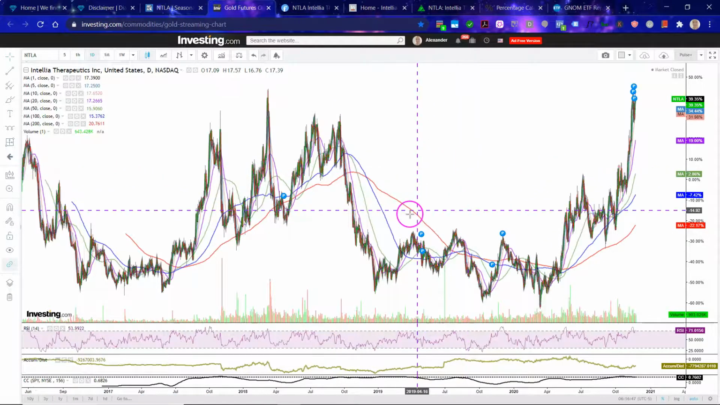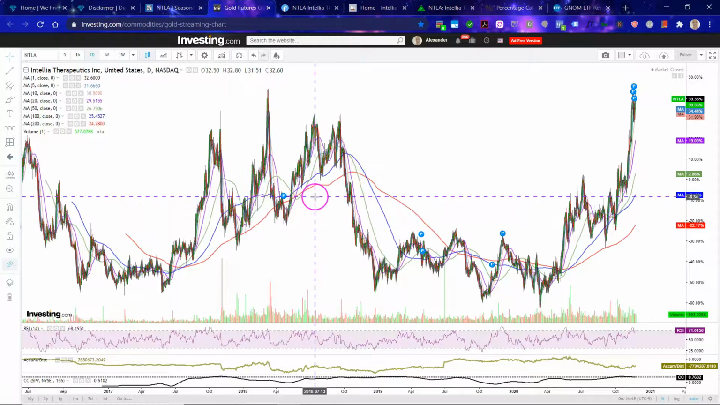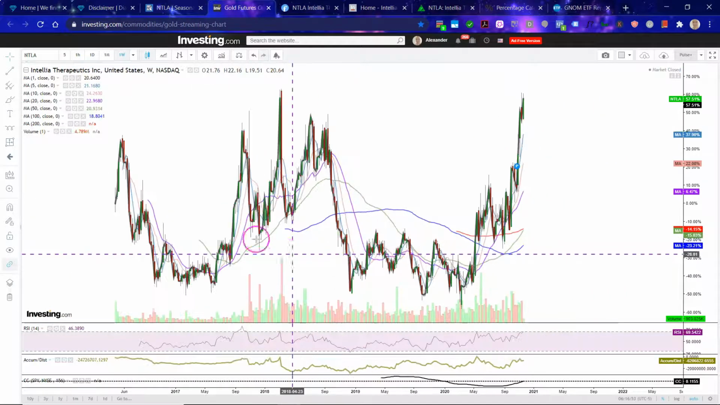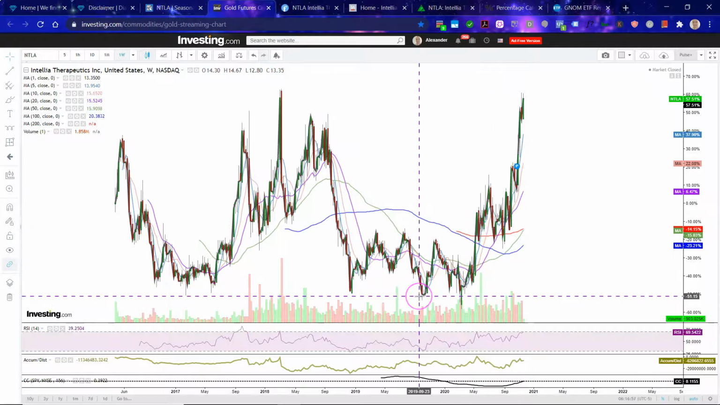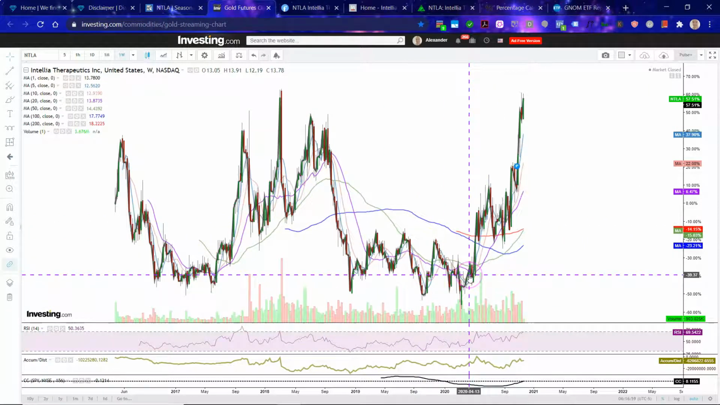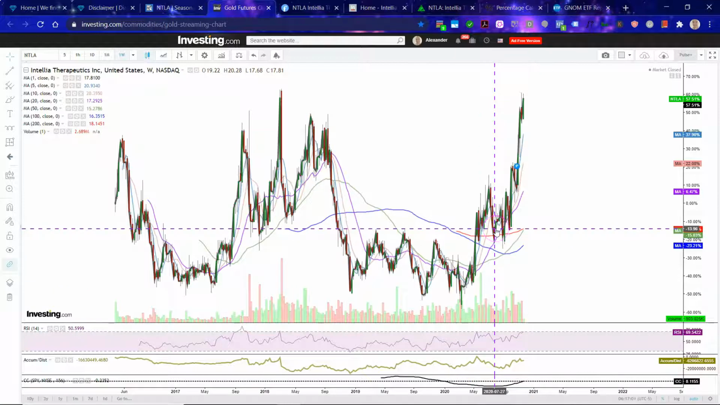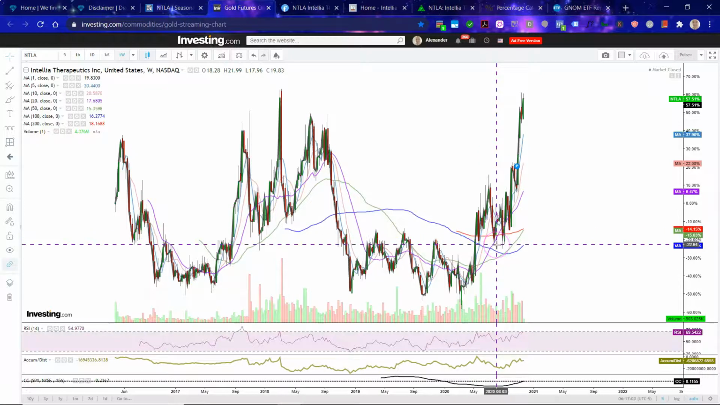If you are going to have a long position on Intellia, you of course need to respect the chart. The chart, as we have seen, is very volatile, very much up and down. Corrections are just as common as rallies. Hence, you need to have the stomach for those kinds of moves.